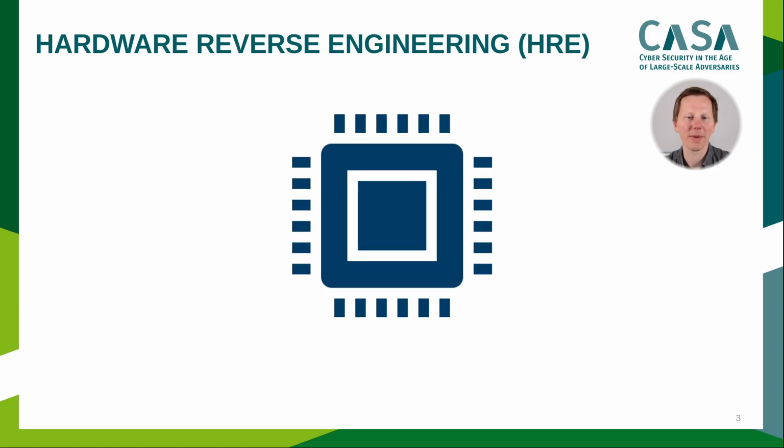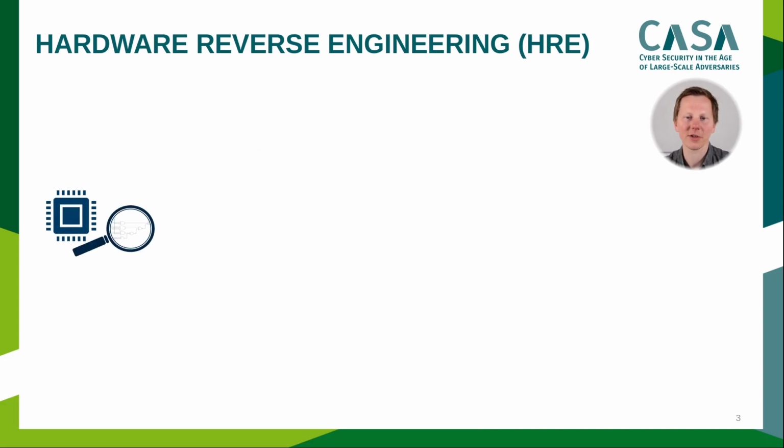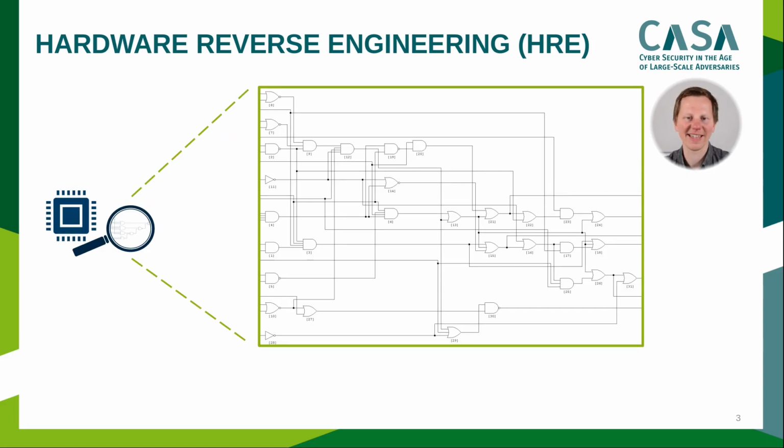HRE usually starts with a microchip, a piece of silicon that implements one or several functions, for example, cryptographic algorithms, general-purpose processors, or communication interfaces. The goal of the attacker is to understand the circuit, at least partially. To this end, they extract a circuit diagram, the so-called netlist, from the chip. A digital netlist consists of a high number of millions of components, the gates, and their interconnections. Here we can see a snippet from a larger netlist. The goal of the reverse engineer is now to make sense of this unstructured sea of gates.